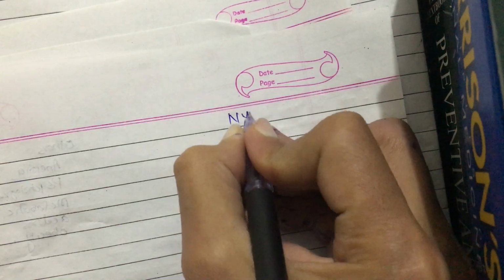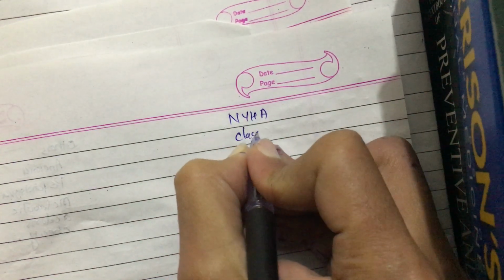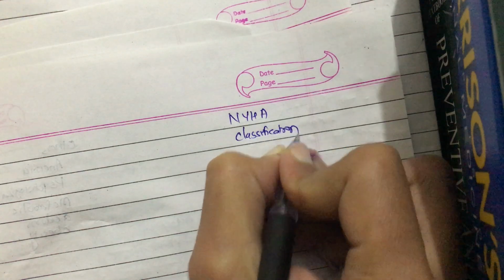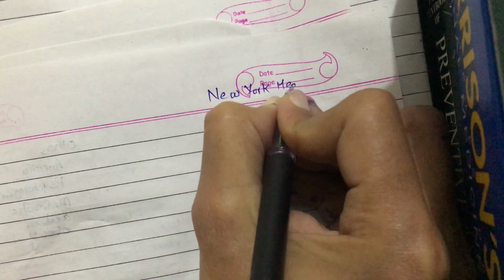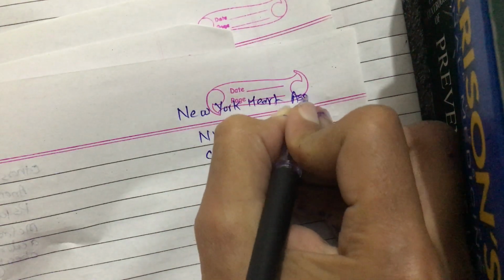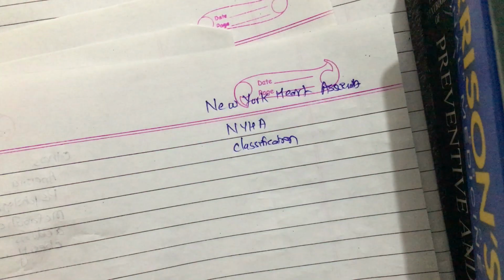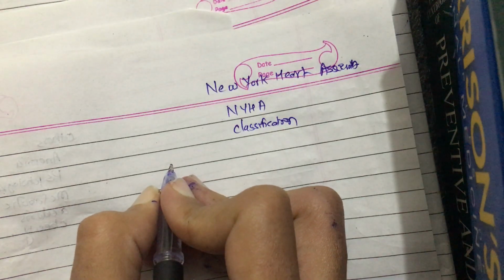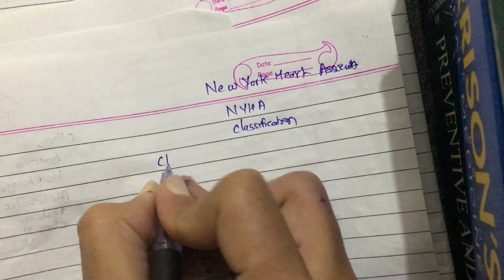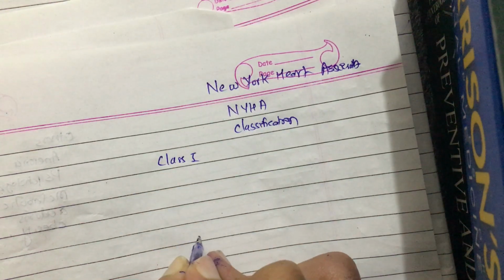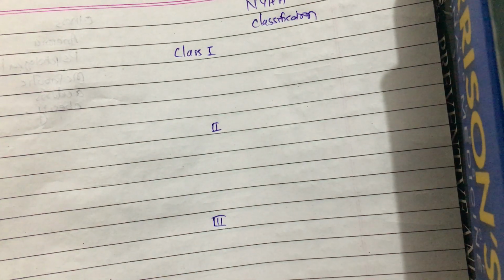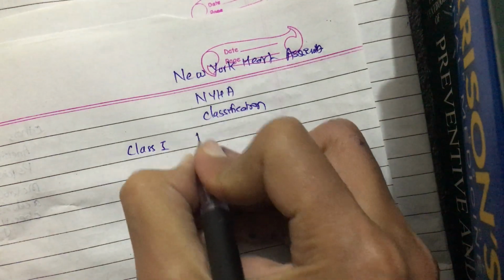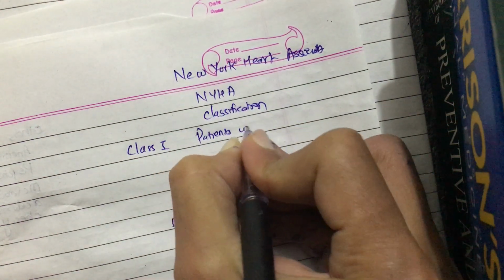whereas to grade the breathlessness of cardiac causes, we use the NYHA classification. NYHA means New York Heart Association classification. According to it, the breathlessness is classified into 4 classes: class 1, class 2, 3 and 4.